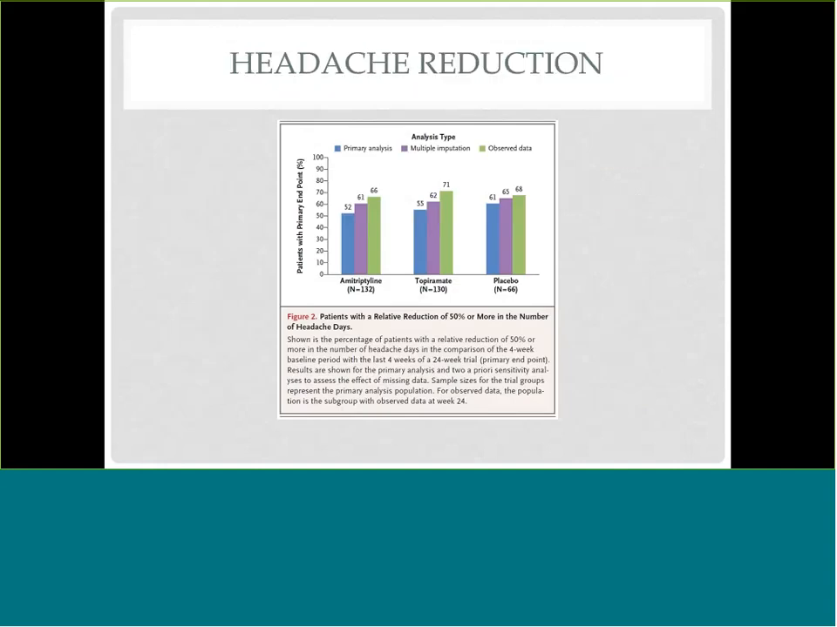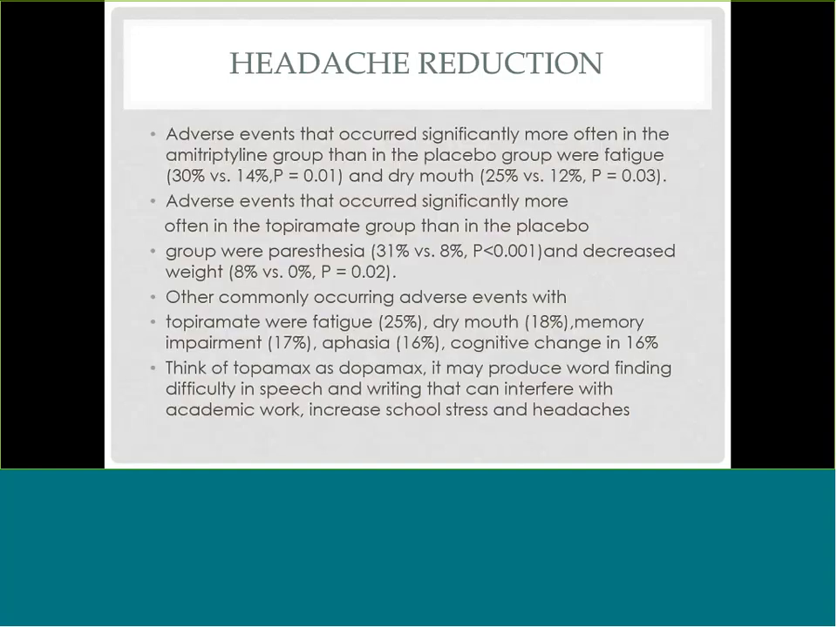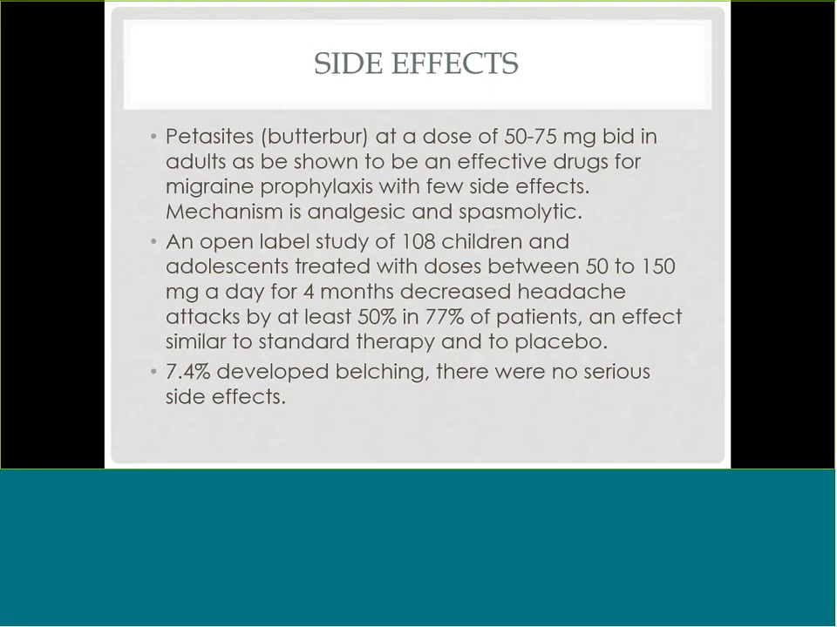And this is a chart that shows this pictorially, and if you look at the green bars, you can see that at 24 weeks, 66% of the patients treated with amitriptyline had a 50% or more decrease in headache days, 71% with topiramate, but 68% did as well just with placebo. And there were significant side effects in the amitriptyline group. There was fatigue and dry mouth. In the topiramate group, there was decrease in weight and paresthesias and cognitive change. So that wasn't too encouraging.